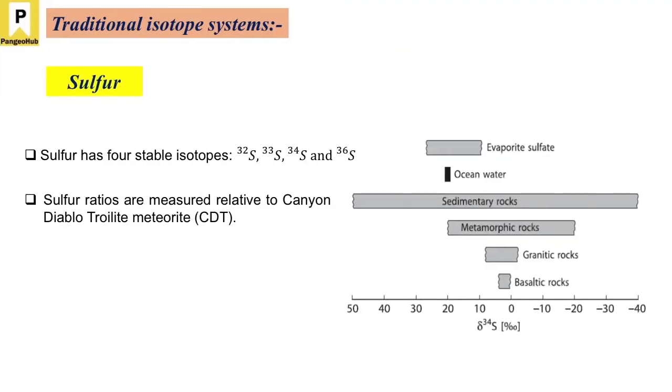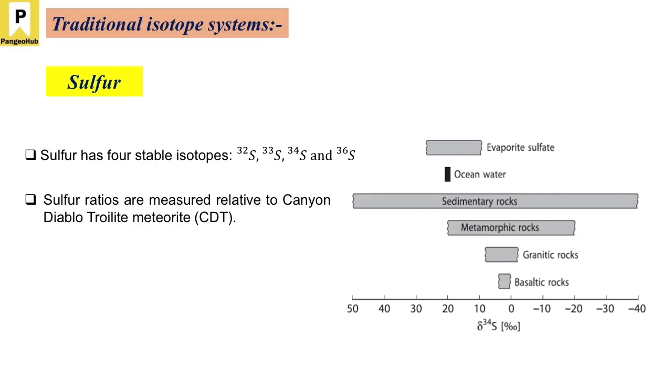Now moving on to sulfur. Sulfur is very important even in sedimentary rocks and in hydrothermal systems as well. Sulfur has four stable isotopes: 32S, 33S, 34S, and 36S. The ratio is generally measured relative to the Canyon Diablo troilite meteorite, as we have discussed. It has a very wide range for sedimentary rocks, as the sulfur composition varies in sedimentary rocks.